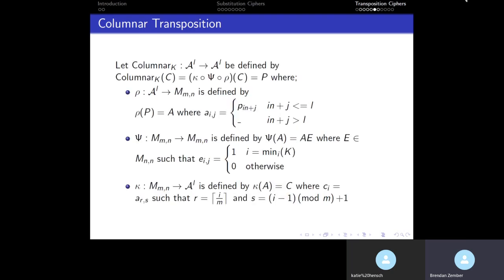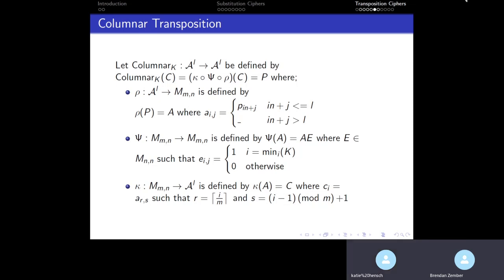So our cipher columnar sub k is mapping a word of length L to a word of length L, and we are defining it as the composition of three different functions: rho, psi, and kappa. Rho is mapping our word to a matrix with the dimensions m and n, just according to the values in the row. Psi is mapping the matrix to another matrix defined by the ordering of that min function that we saw earlier. We're just transposing those columns.